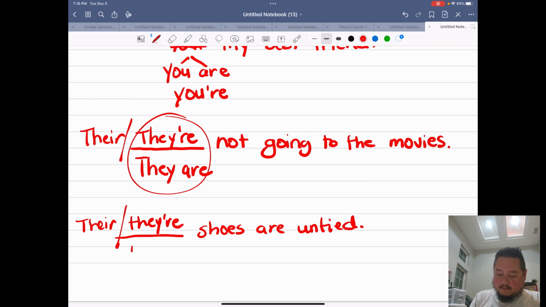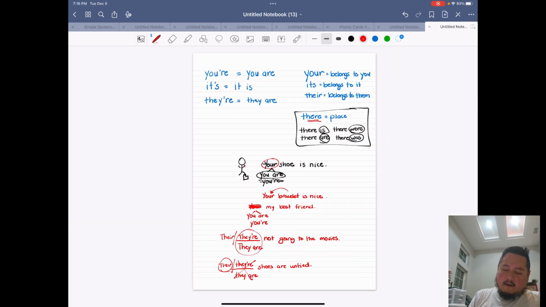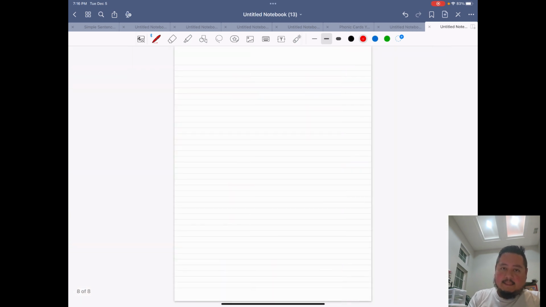Okay. Did you test it out with the contraction? Does it sound right with the contraction? They are shoes are not tied. They are shoes are not tied. No, it didn't sound right. So because it doesn't sound right, it is this there. Okay. Now let's do a little bit of it's.